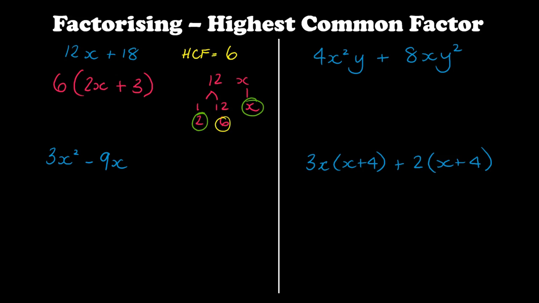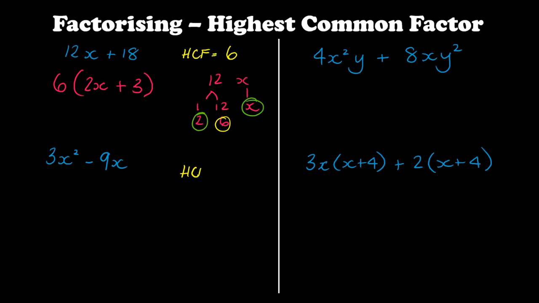Otherwise, just do as I mentioned before, and you're almost thinking to yourself, 6 multiplied by what will give me 12x, which is 6 multiplied by 2x is 12x. And the same, 6 multiplied by what gives me 18, so 6 times 3 is 18. Okay, we'll work through these ones a little bit quicker now.